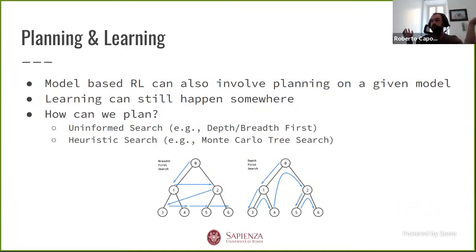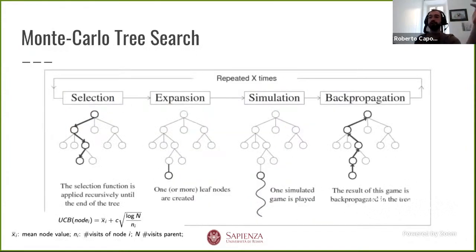Now, there are many different ways of performing planning. We can do, for example, uninformed search, like depth or breadth first search, or we can do heuristic search. Now, a specific type of heuristic search that is typically used in this kind of model-based reinforcement learning algorithms is Monte-Carlo tree search. So what is Monte-Carlo tree search?